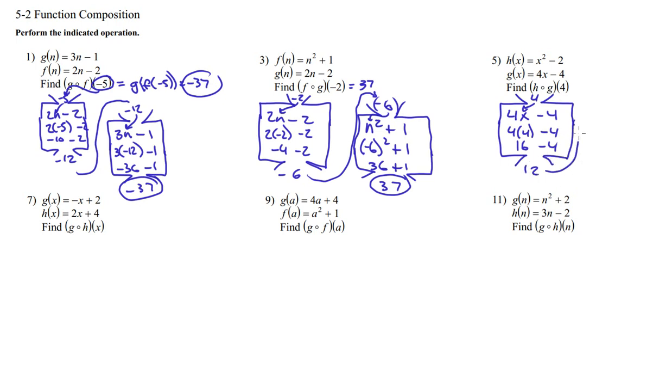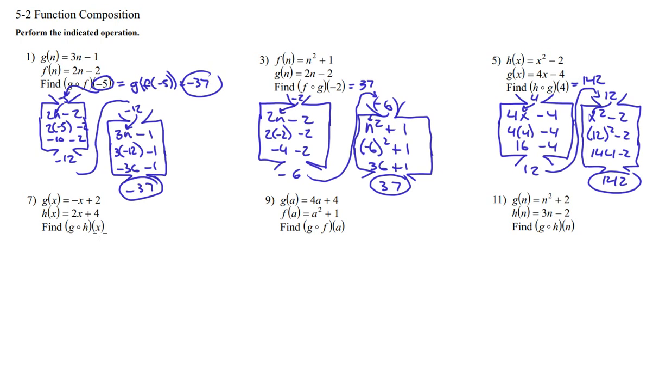12, right? Which is going to go straight up into the next machine, which is now the h machine, which is x squared minus 2. Right? And that's going to be a 12 that goes in for that x. So we do 12 squared minus 2. 12 squared is 144. Minus 2 gives us 142. So that's what h of g of 4 is, 142. Okay? Okay, moving on to number 7.